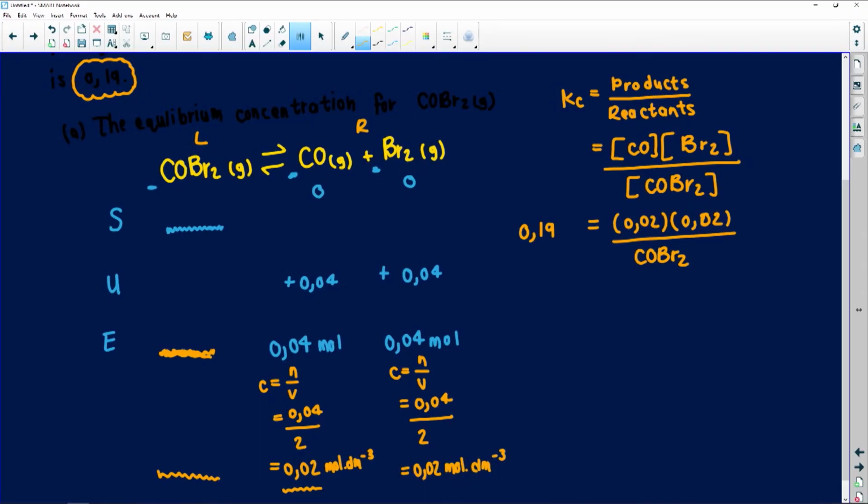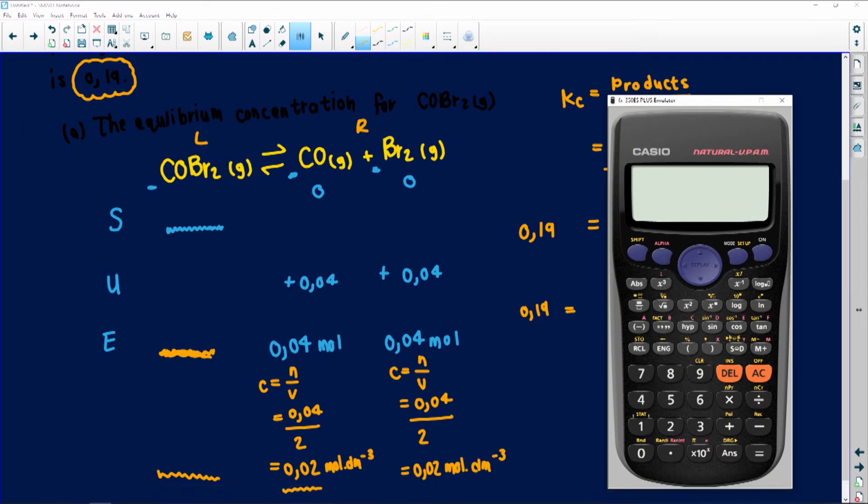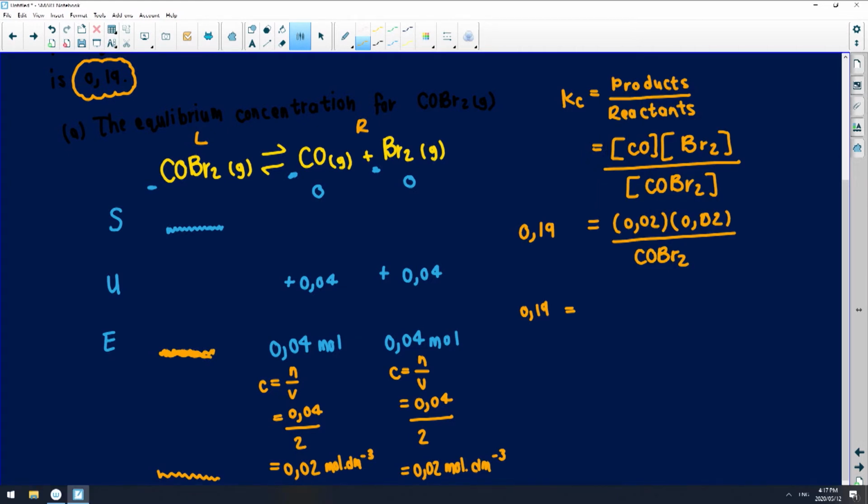So I'm going to start on this side. I'm going to say 0.19 equals, I'm going to multiply these two. So I'm going to have, put on a bracket, 0.02 multiplied by 0.02, and then I get 4 times 10 to the negative 4. So I get 4 times 10 to the negative 4 all over the COBr2 that I'm looking for.